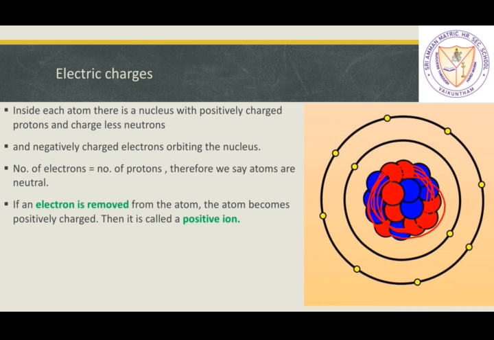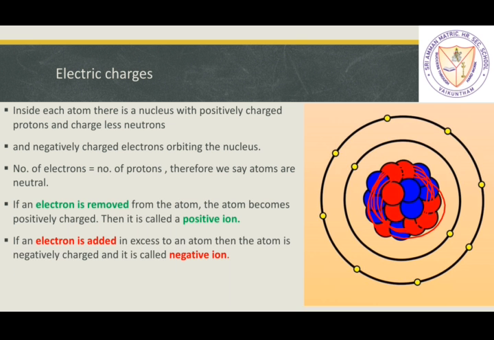9 electrons will be there, 10 protons will be there. So 10 protons will dominate these 9 electrons. If they are equal, the atom will be neutral. If one electron is removed, now it is 9 electrons and 10 protons. Proton has a positive charge, so the atom will be positively charged. That means the positive domination will become more. You have to remember it like that. So the atom will become positively charged, and then it is called a positive ion.